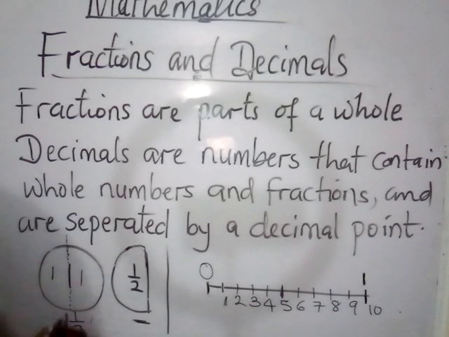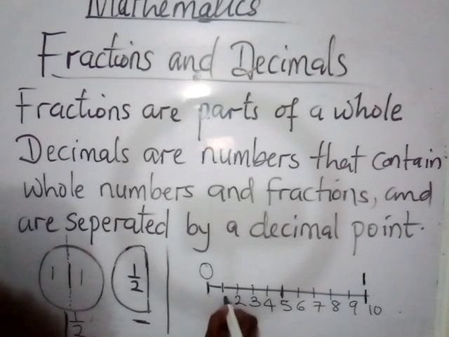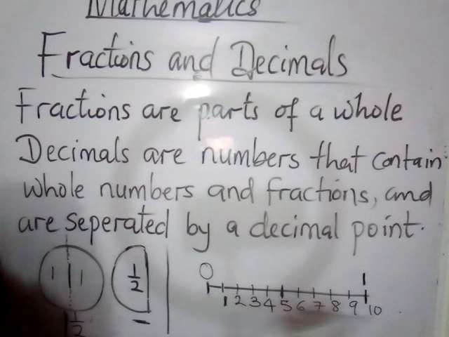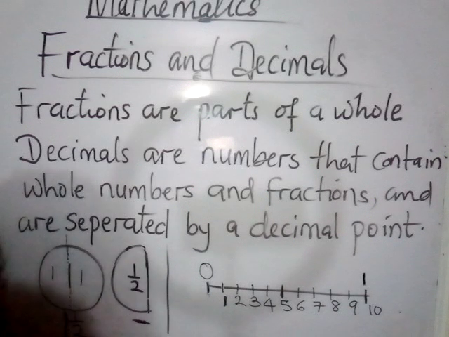So it is written like that: 1 whole number and then a half. This is what we're trying to see, how it will be written in the decimal form. Okay, so what part do you think is in the middle of this number line? Right in the middle. Let's see.